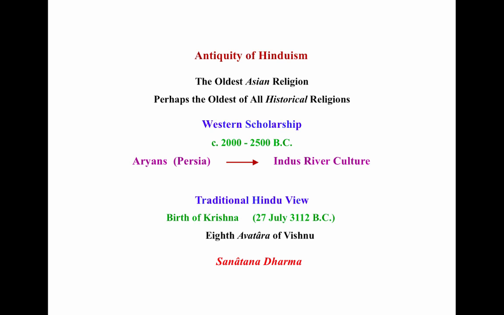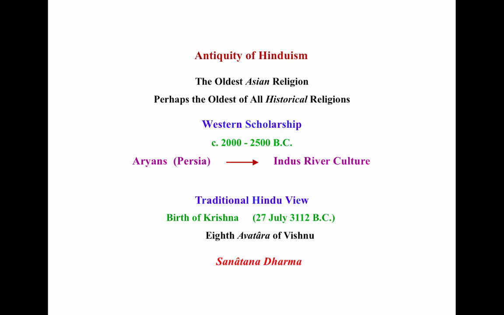Western scholars tend to date Hinduism's origins back to maybe 2000, maybe even some of them to 2500 BC, when these Aryans coming down from Persia, I've already mentioned these Persian conquerors coming in from the northwest, arrived in the border between Pakistan and India, in this Indus River culture, and merged their own religious practices with the practices of the people they found there. This is the scholarly opinion at least. And in a way, Hinduism is the result of that amalgamation or combination.